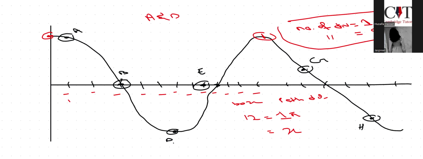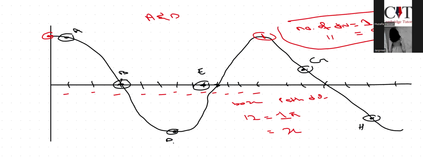Now tell me the path difference between point E and H. 3 by 4 lambda. 3 by 4 lambda, right? So is this clear, that if a graph is given and we have to find the path difference between any 2 points, we can easily calculate it from this formula, right?